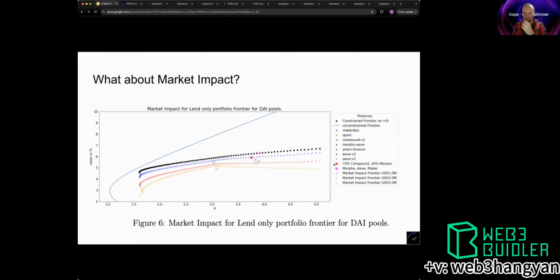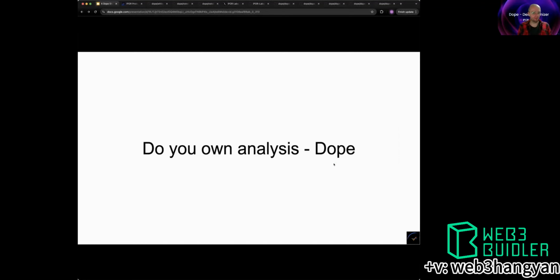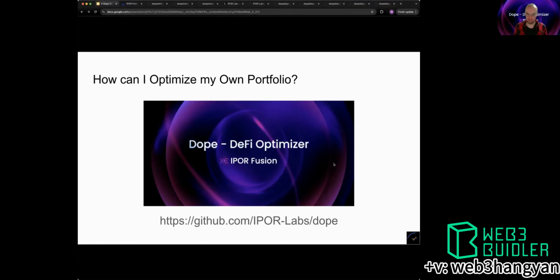If you want to read more, there's a small white paper laying down all three examples: the no constraints, lending only, and market impact. Okay, so given all this introduction, how do we do our own analysis? Right now I got pumped. I want to do my own portfolio optimization. Maybe I have my ideas. Maybe I want to do some looping with portfolio optimization. How can I test those ideas? That's why, thinking about that, we built Dope.